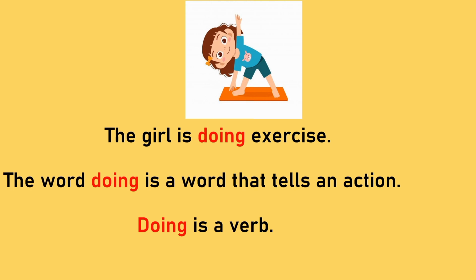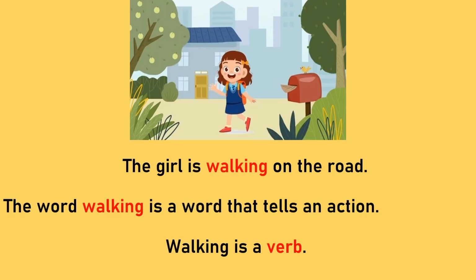The girl is doing exercise. The word doing is a word that tells an action. Doing is a verb. So here doing is a verb. The girl is walking on the road. The word walking is a word that tells an action. Walking is a verb. So here walking is a verb.